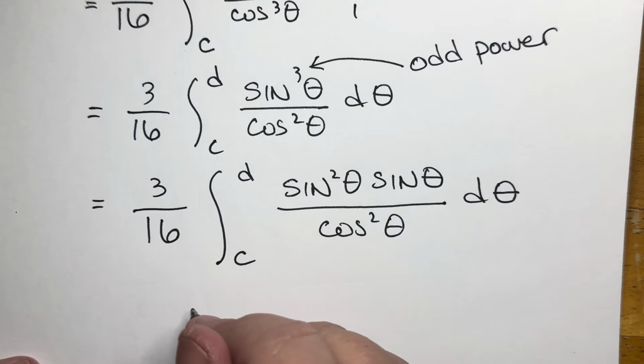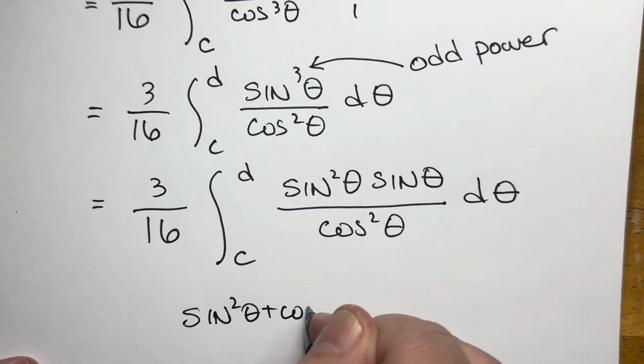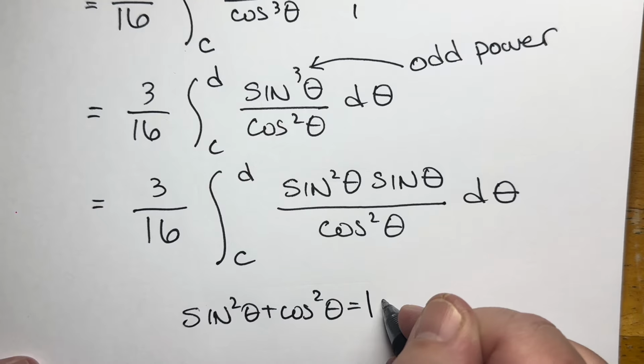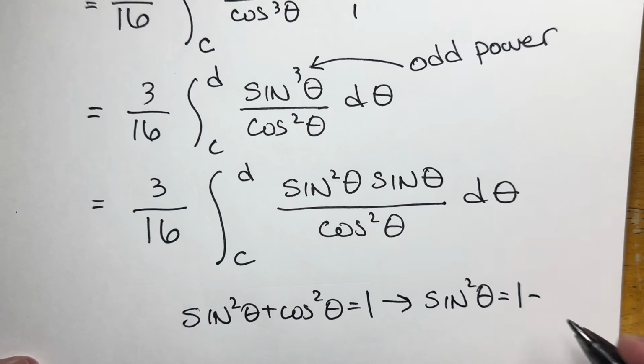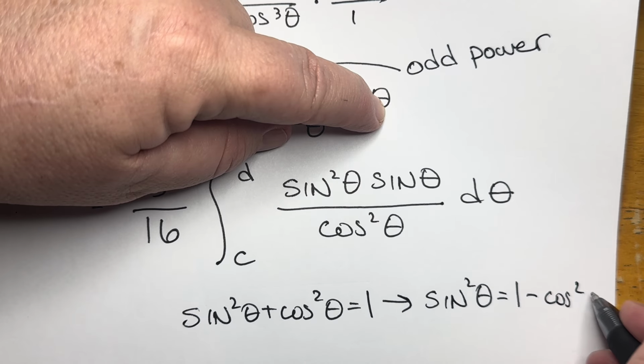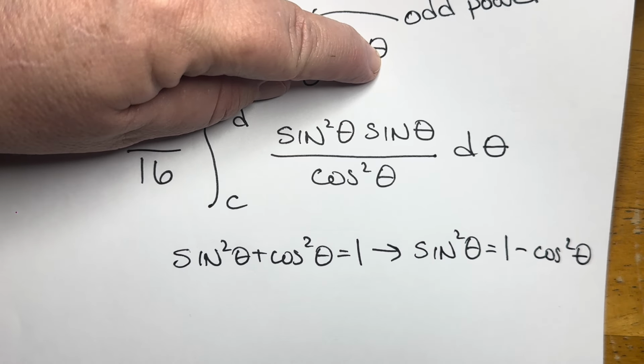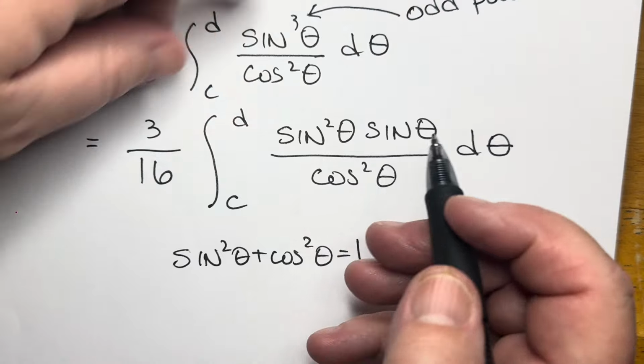Remember that sine squared theta plus cosine squared theta equals 1, which means sine squared theta equals 1 minus cosine squared theta. Okay? And so I'm going to plug that in there.